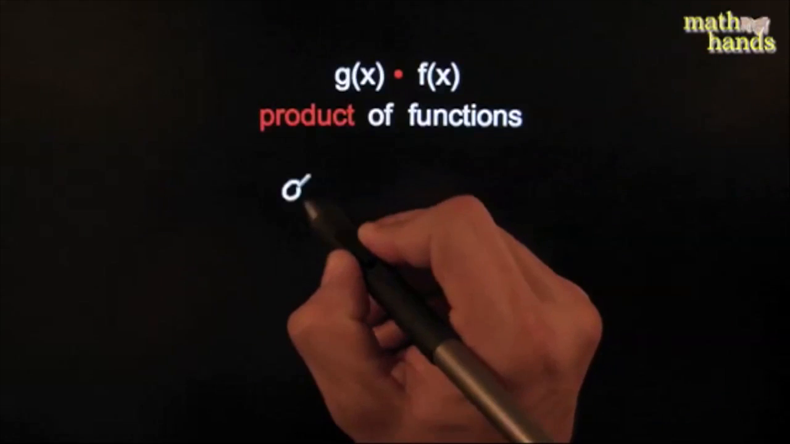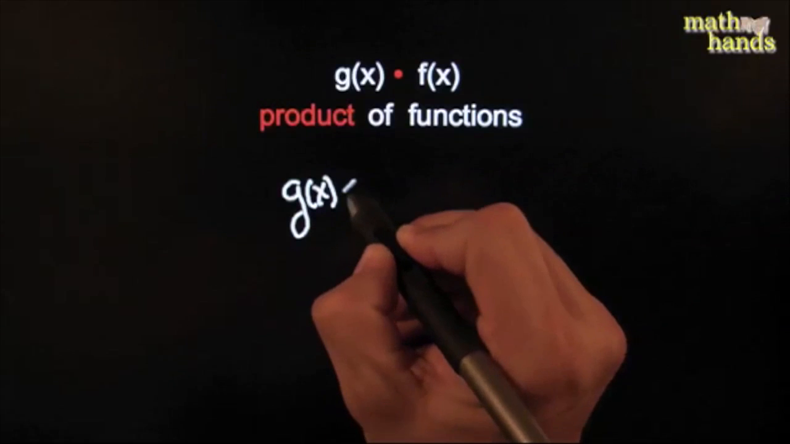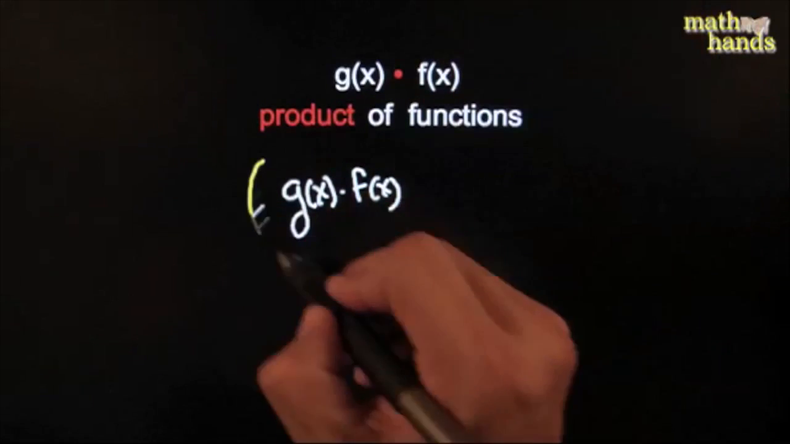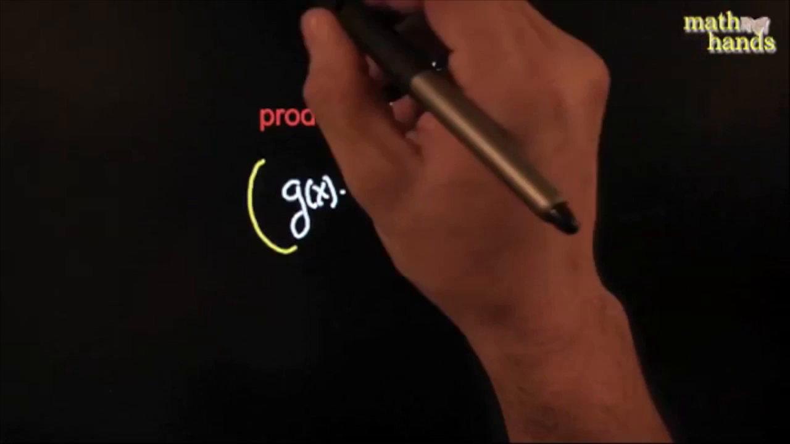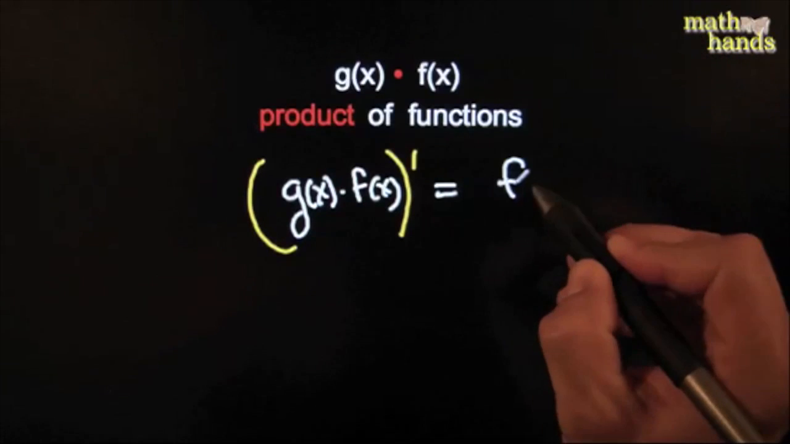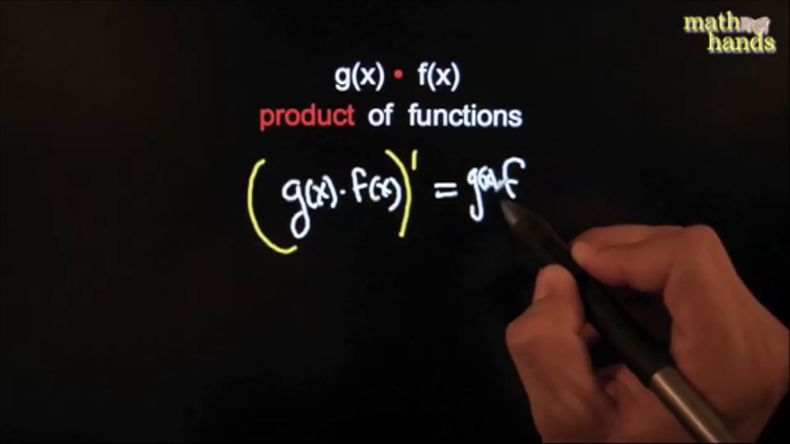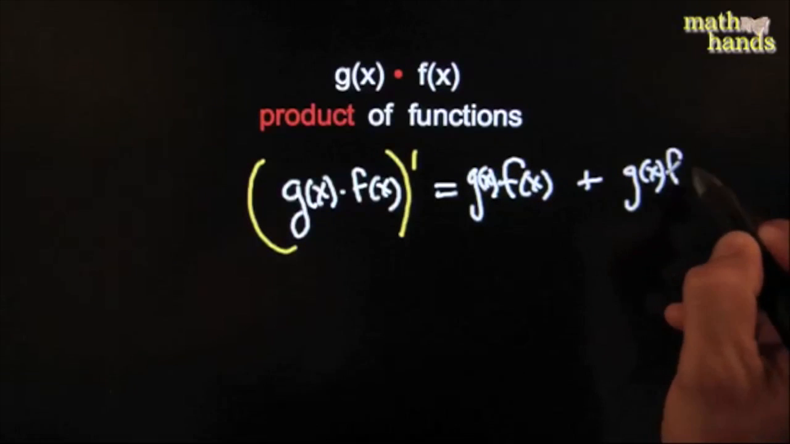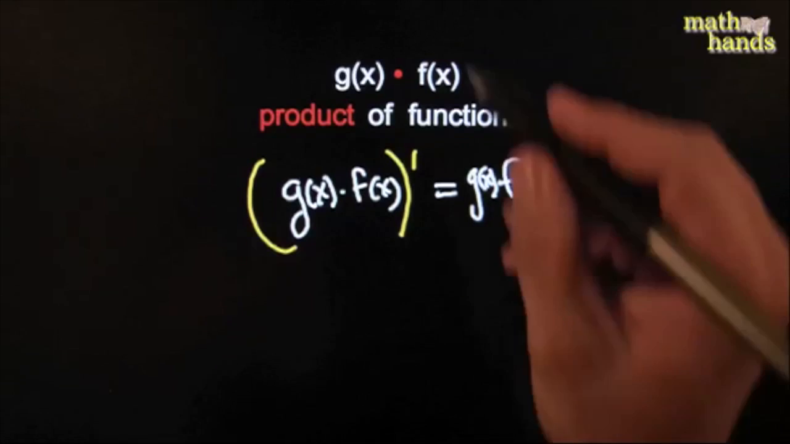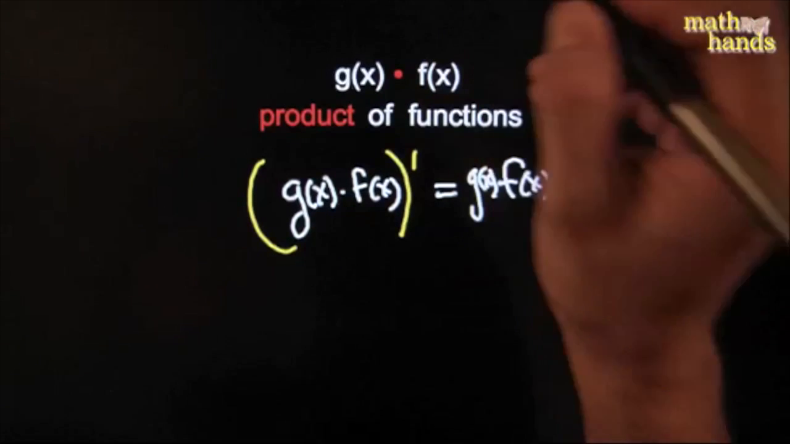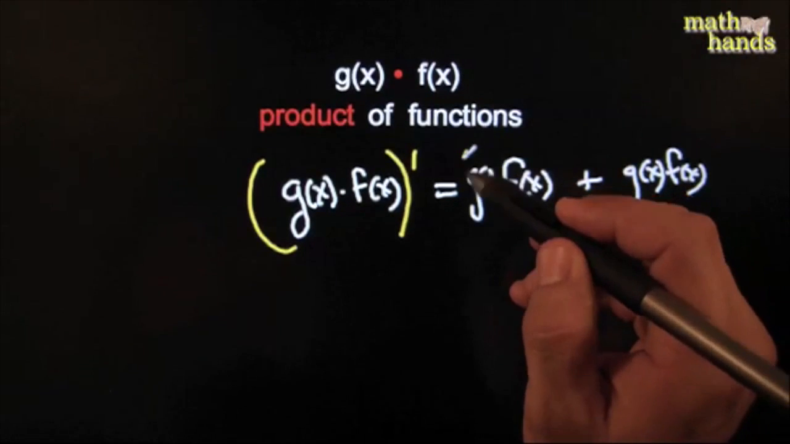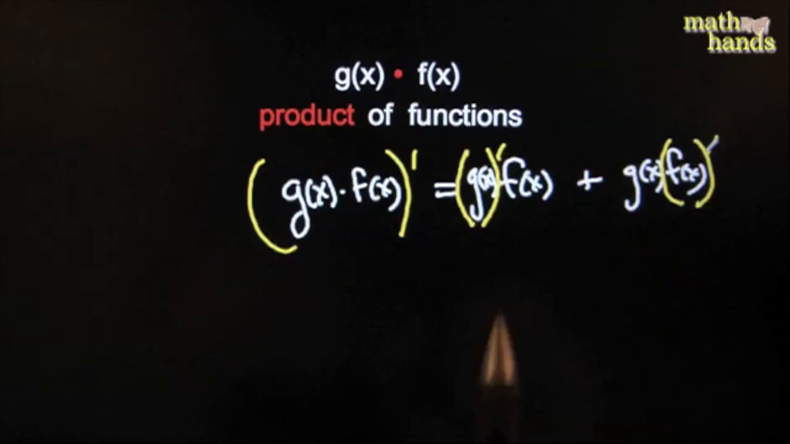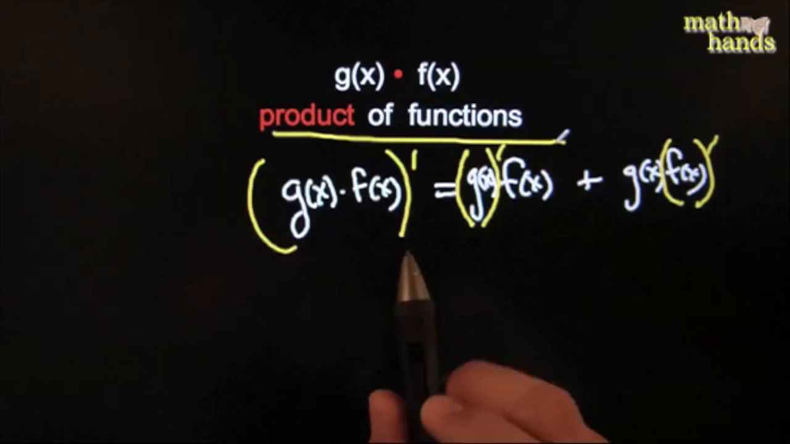If you have g of x times f of x, and you wanted to take the derivative of this, here's one way to handle it. What you do is you write it again, g of x times f of x, and then you write it again, g of x times f of x, with a plus in the middle. And then here's the unanticipated thing. On the first one you take the derivative, and on the other one you take the derivative. That right there, that's famous. It's called the product rule.